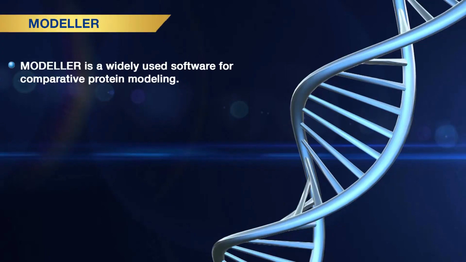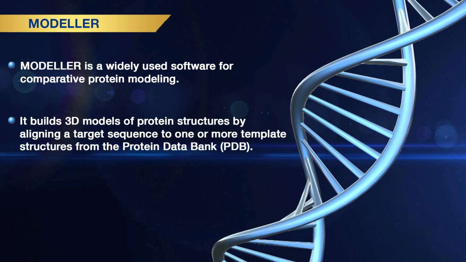So, let us start. There are several software tools and packages available for protein modeling, each with its own set of features and capabilities. Here is a list of some popular protein modeling softwares. As we have already seen, Modeler. Modeler is a widely used software for comparative protein modeling. It builds 3D models of protein structures by aligning the target sequence to one or more template structures, and these structures are from the Protein Data Bank, which is known as PDB.